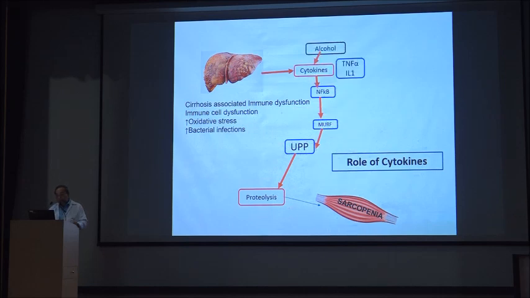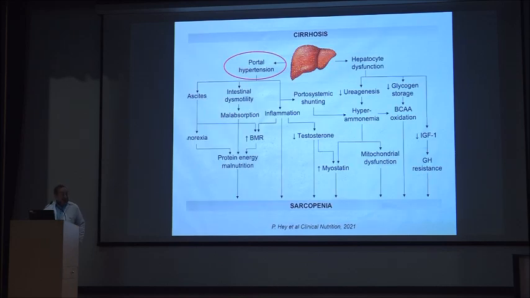Then coming to the role of cytokines, there is immune dysfunction and increased oxidative stress, and bacterial migration from the gut, because the gut is leaky in cirrhosis. There is transmigration of gut bacterial products, PAMPs and DAMPs, and that leads to inflammation in the liver, because Kupffer cells recognize these toll-like receptors, and they lead to expression of various cytokines, especially TNF-alpha and interleukin-1, which act through NF-kappa B and MuRF, leading to upregulation of the ubiquitin proteasome pathway and proteolysis.